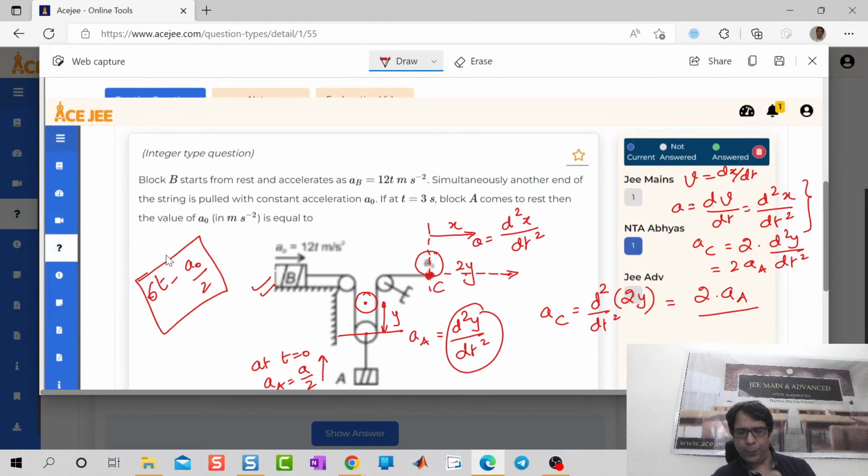Now, if you superimpose on that movement the movement of the end C, that what I've written here, if C moves by X, then this one will move up by X by 2. So by how much does it move upwards? X by 2 minus Z by 2. Differentiate that. So what do you get? The acceleration is A0 by 2 minus acceleration of B by 2. So that is 60.